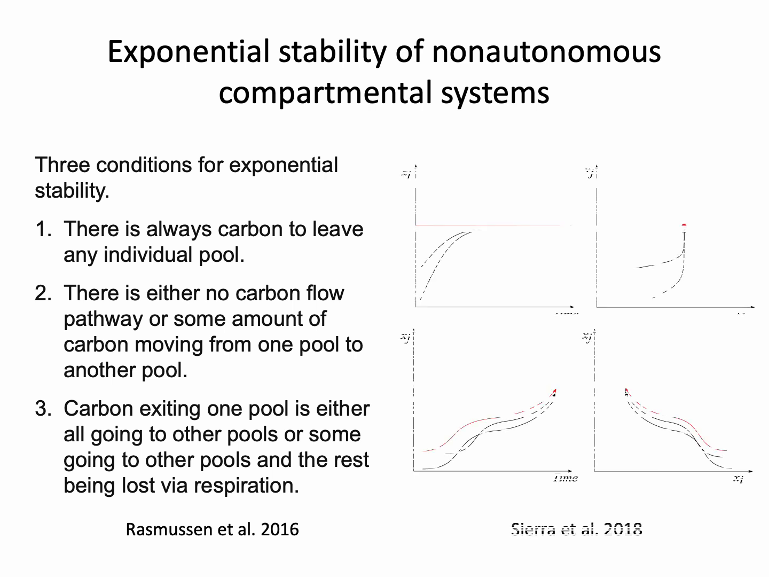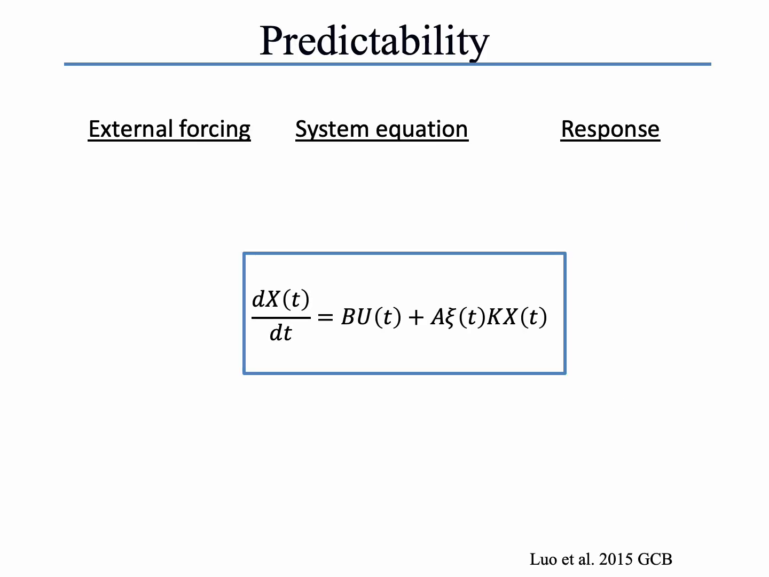Actually, we plot the exponential stability in the lower panel to indicate this exponential stability concept of a non-autonomous system. This concept of exponential stability can be translated to understand the predictive carbon cycle.